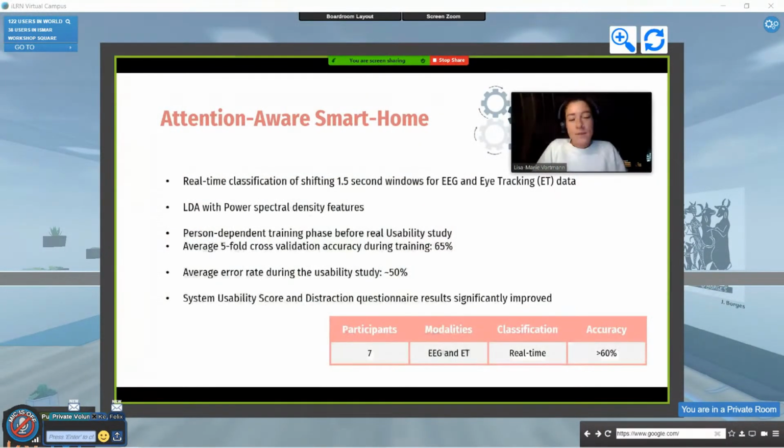Results are based on EEG and eye tracking classification. So this time it was real time, and we didn't include only EEG, but also eye tracking data. And we didn't use the neural net, but an LDA with features that were generated based on power spectral density.